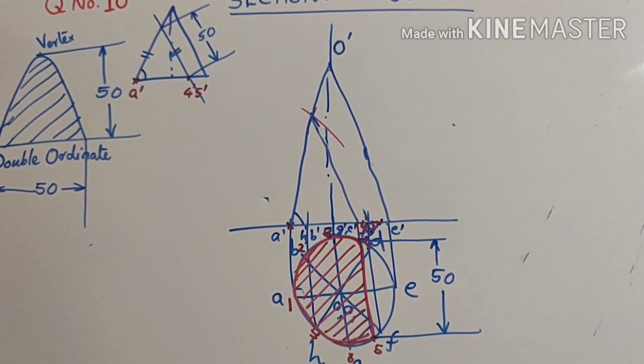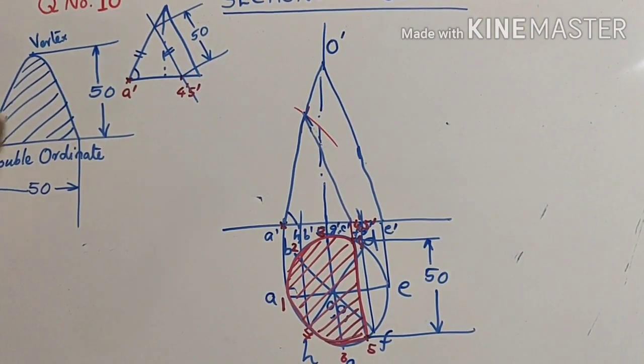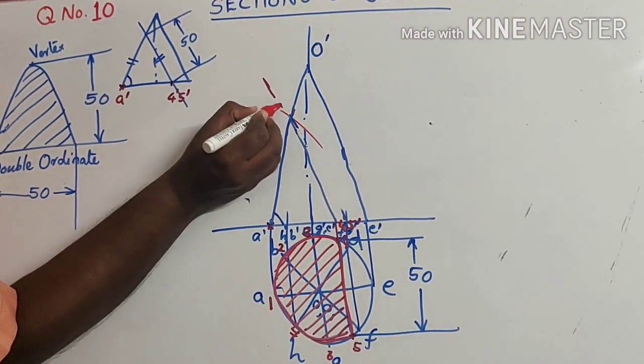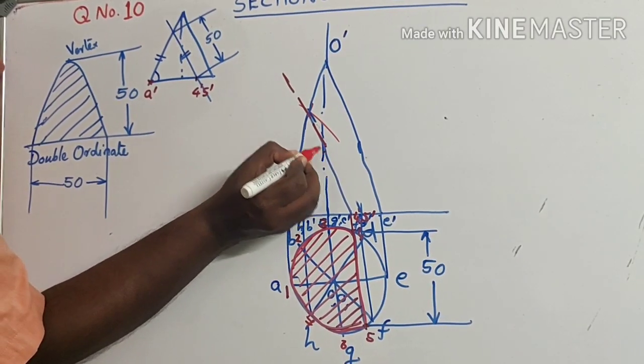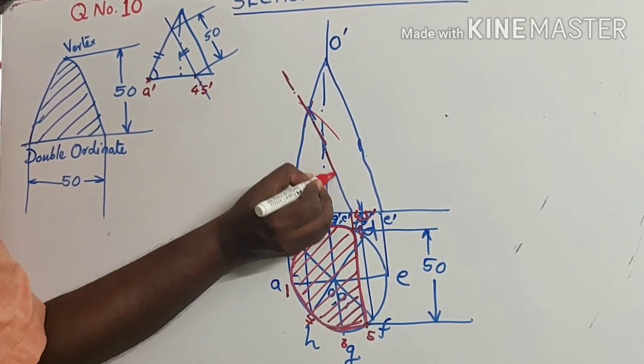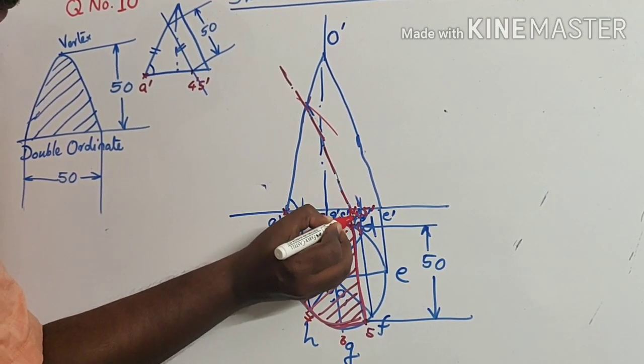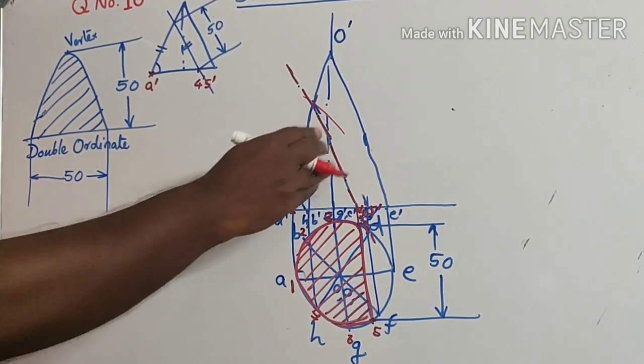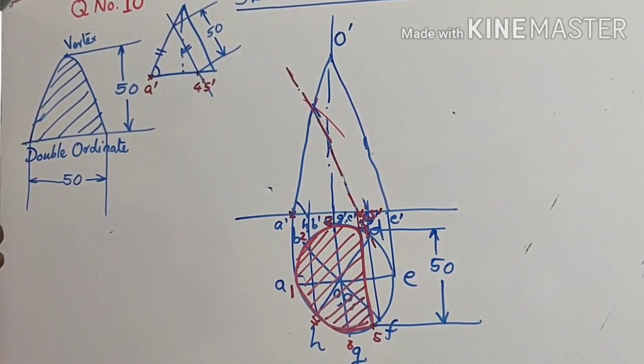So now what you obtained? You obtained the section like this. This is the section which you obtained. Already you are having the section, and parallel to that you are having the generator.